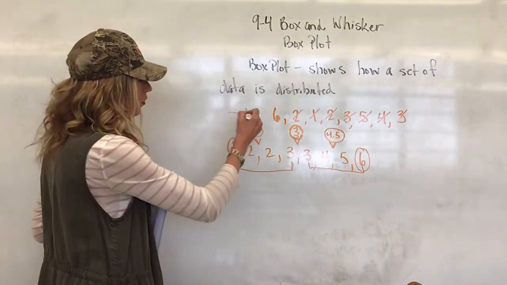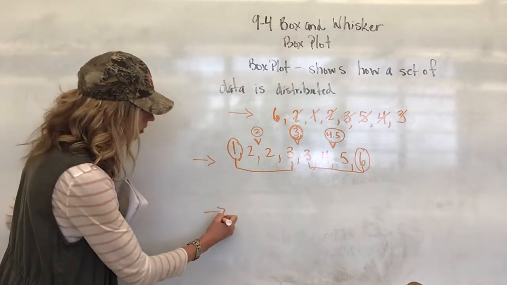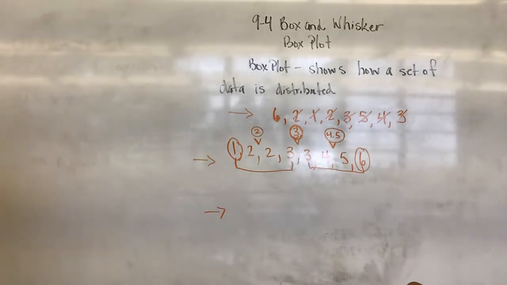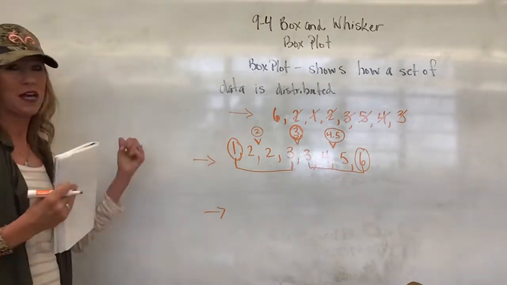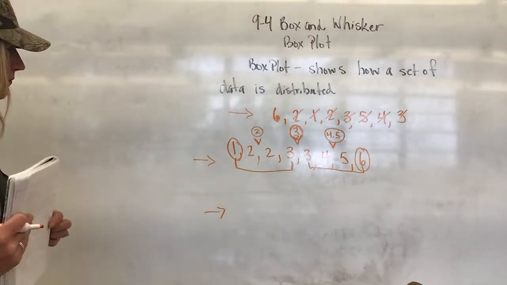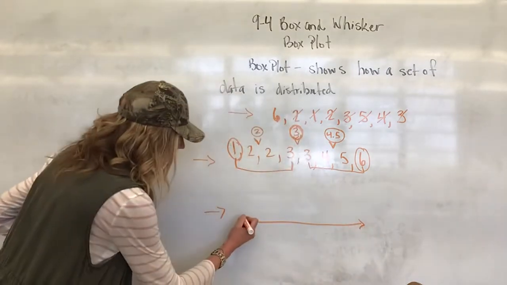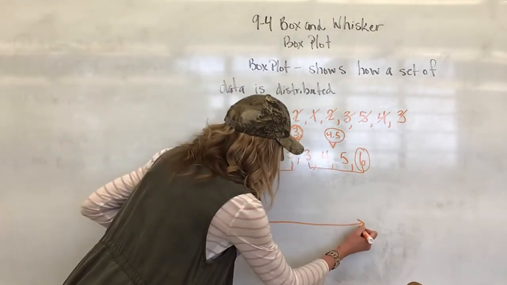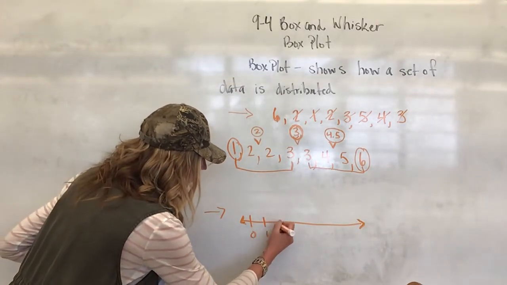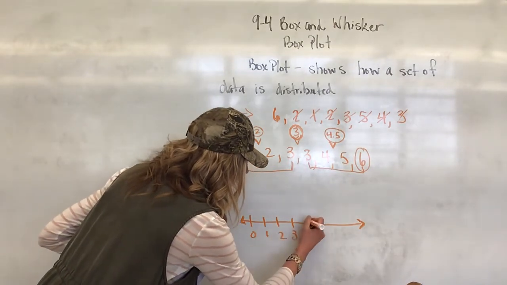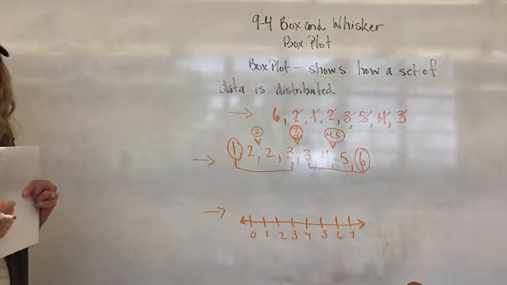So step 1, right? We ordered it. Step 2, we found our 5 key values. What's step 3? We graph it. Now, we need to ask ourselves, we're going from a 1 to a 6 this time. Remember last time we were going from, what, 7 to 43? Well, what's going to make sense on this one? Well, obviously probably just counting by ones, because this isn't going to be very hard. So we could go 0, 1, 2, 3, 4, 5, 6, 7.